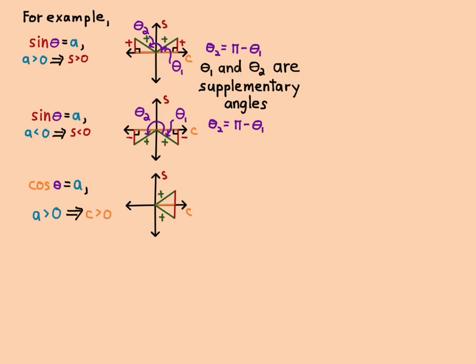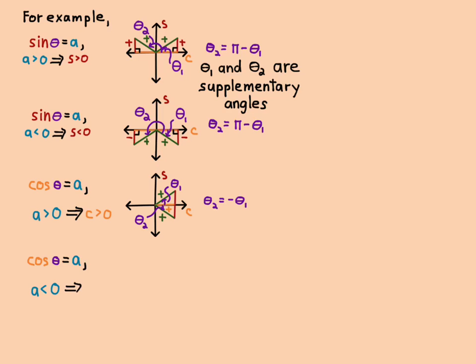Sine supplementary angles. So for cosine theta equals a, if a is positive, then the coordinate c is positive. And that gives you one of these two triangles. And these are actually, the angles are opposite of each other. So theta 2 equals negative theta 1. So this is kind of like y equals x squared. You're going to get a plus and a minus when you solve for the angle.